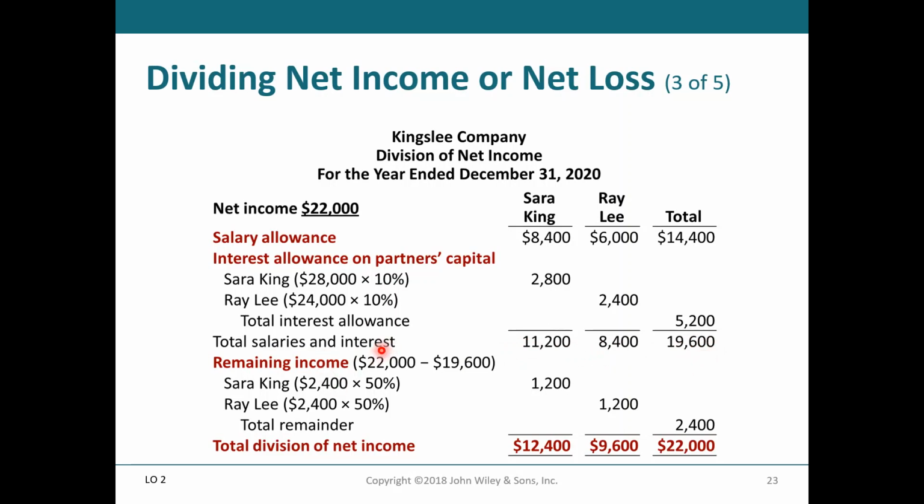You only have 22,000 in total, so you subtract the 19,600 out of the 22,000, because what you have left is the income part. From the income part, they're going to split that 50-50. So you have $1,200 going to Sarah King and $1,200 going to Ray Lee. Now the total division of net income: Sarah King's is 12,400 and Ray Lee's is 9,600. The total comes back to 22,000, which was your net income in the very beginning.